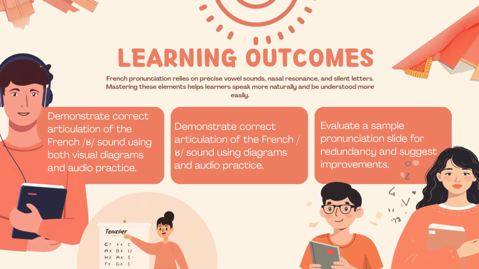Learning outcomes we have for this short course. First, we have visual diagrams illustrating the position of the tongue and mouth. The visuals are essential because they help to understand the physical movements needed to articulate the sounds correctly. Next, we have practice with audio examples. Listening to the sounds while observing the diagram will reinforce the correct articulation.